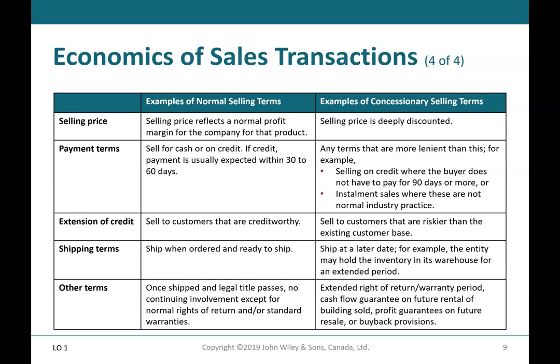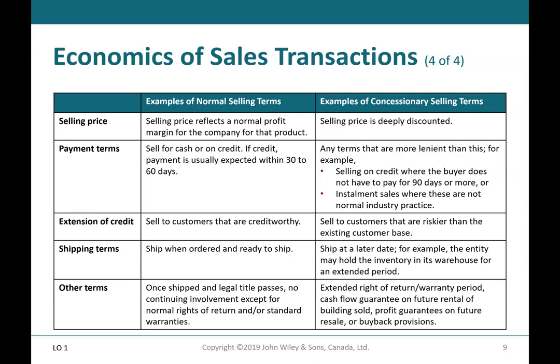Concessionary: any terms that are more lenient than this, for example, selling on credit where the buyer does not have to pay for 90 days or more, or installment sales where these are not normal industry practice. Extension of credit, normal: sell to customers that are creditworthy. Concessionary: sell to customers that are riskier than the existing customer base. Shipping terms, normal: ship when ordered and ready to ship. Concessionary: ship at a later date.